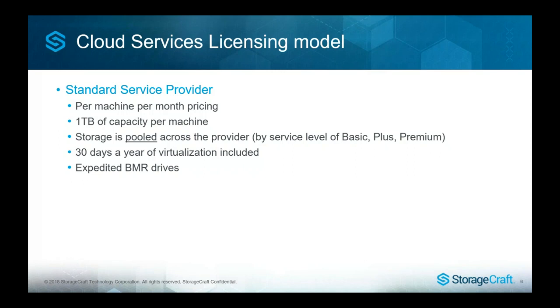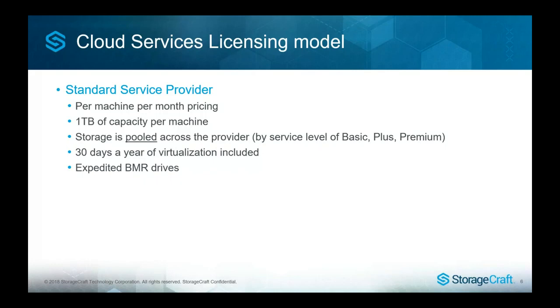So that works very well. A typical customer might have, say, 5 machines, and that gives them a 5 terabyte pool, but their typical server might only be 300-400 gig. Then they've got an extra large file server and it balances out. So it works quite well. And for our MSP partners, this is across you as the partner. Each customer accesses that entire pool, which makes it very flexible for most of your needs. Each machine gets 30 days a year of virtualization included. So if you need to test it for a couple of hours a month, that'll only take a couple of hours off the 30 days.